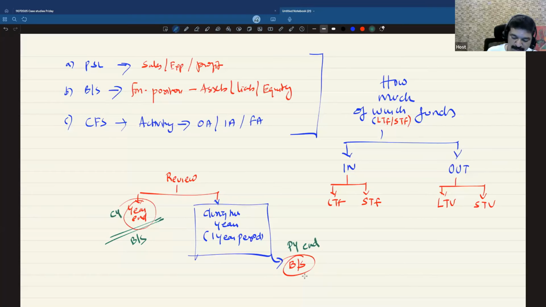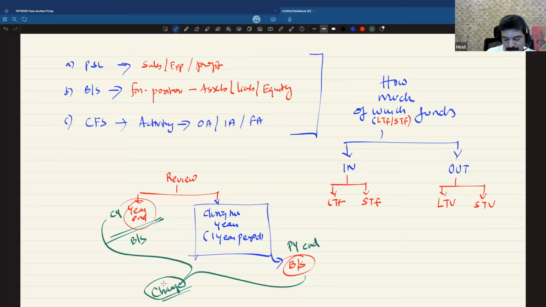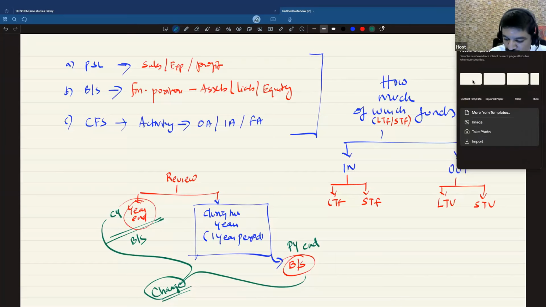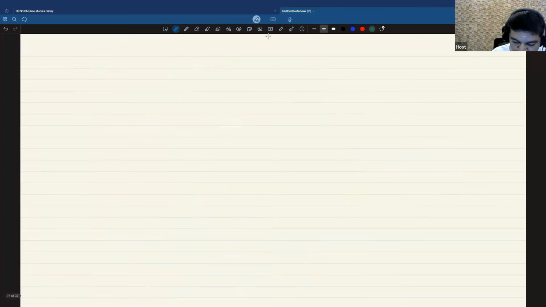So if you compare the current year end balance sheet with the previous year end balance sheet, automatically you will be able to understand the change that happened in this one year period. And if you start capturing that change and put it in a systematic order in the format of a fund flow statement, then easily you will be able to prepare the fund flow statement as well. Let me give you a picture. Look at this standalone balance sheet I'm going to give you.